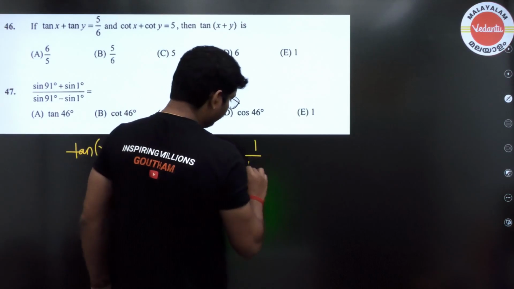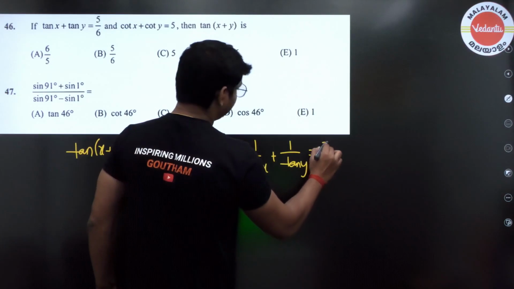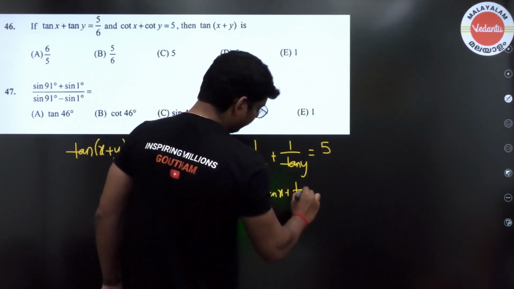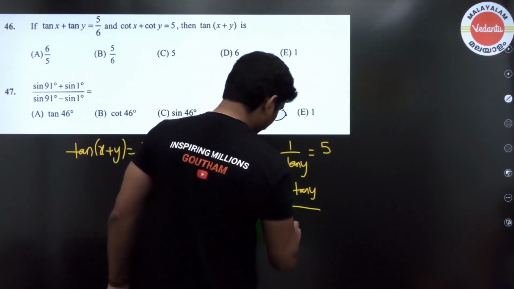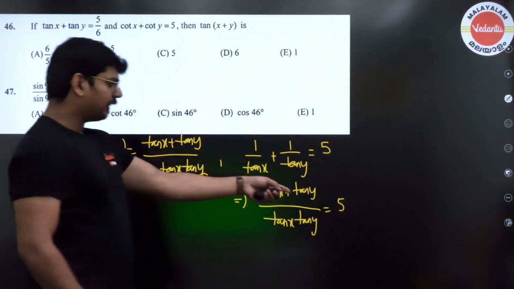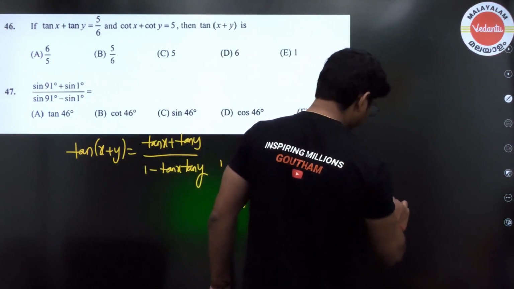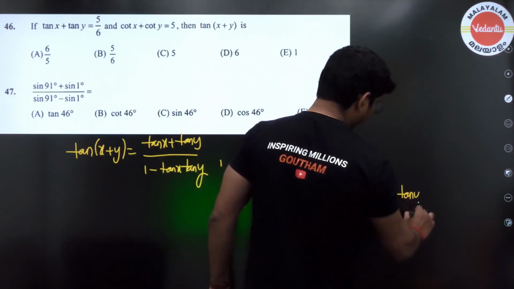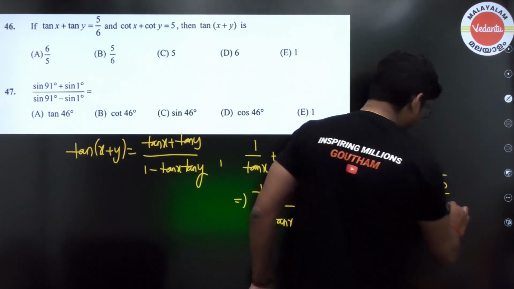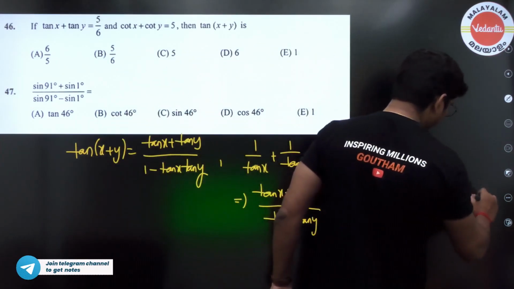Cot x plus cot y can be written as 1 by tan x plus 1 by tan y, and that is 5. If you take the LCM here, I'll get tan x plus tan y in the numerator. In the denominator, it's going to be tan x into tan y, and that is going to be 5. So already we know tan x plus tan y value, which is 5 by 6. So what is tan x into tan y then? From this equation, tan x into tan y will become 5 by 6 divided by 5, if you take this 5 to this side, and that is going to become 1 by 6.